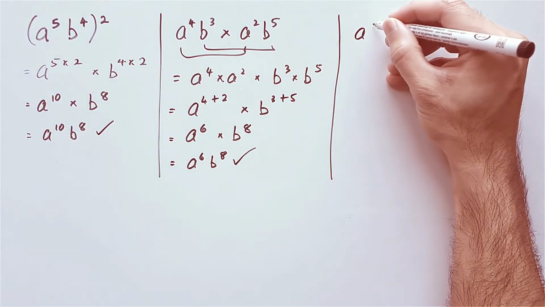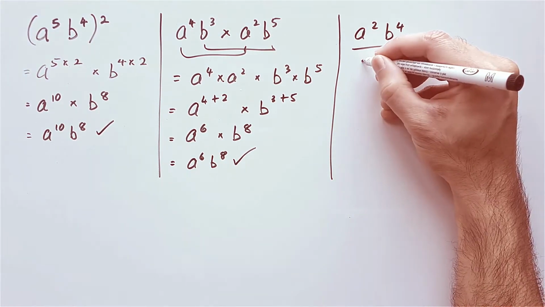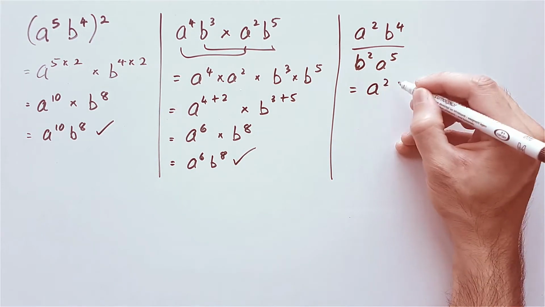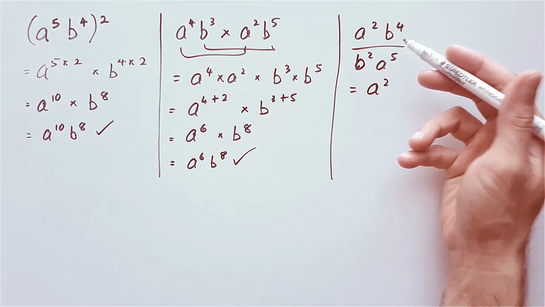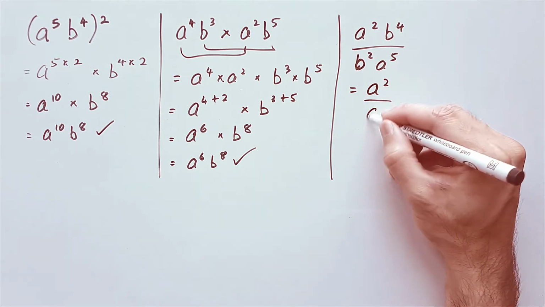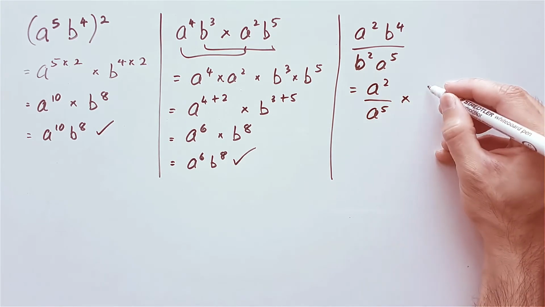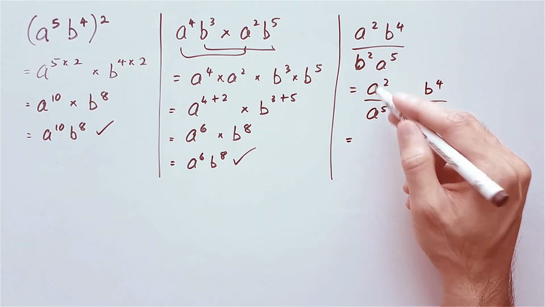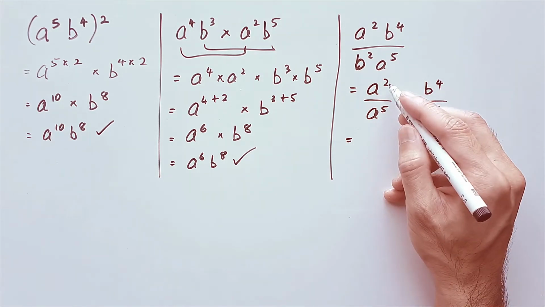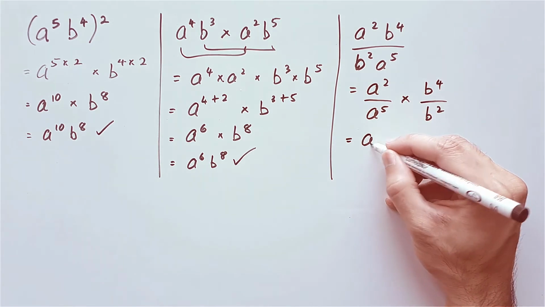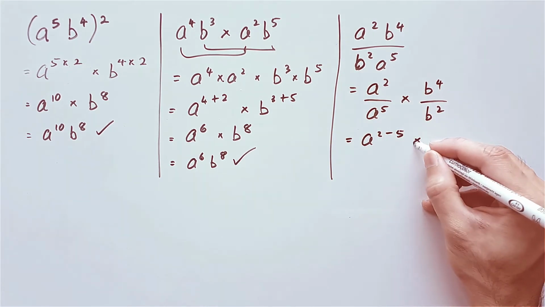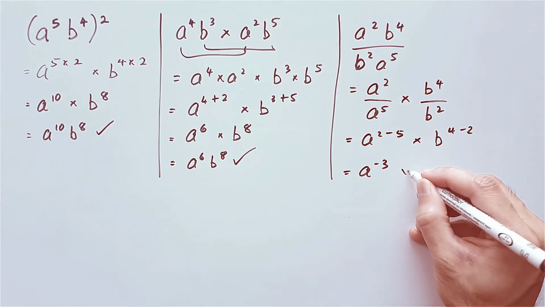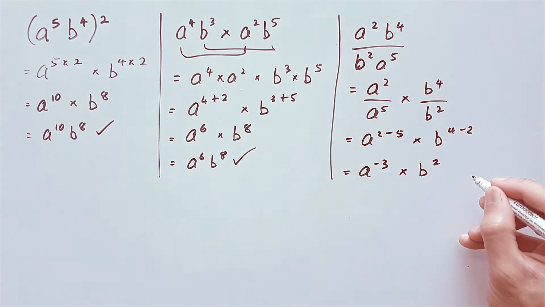So our next question involves division. A squared times b to the power of 4 divided by b squared times a to the power of 5. So this can be simplified based on the terms because everything is either multiplying or dividing each other. So we can say a squared over a to the power of 5 times b to the power of 4 over b squared, and then do division for your index law. Since these are dividing, the powers will minus. So a is to the power of 2 minus 5 times b to the power of 4 minus 2. This simplifies to a to the power of negative 3 and b to the power of 2.